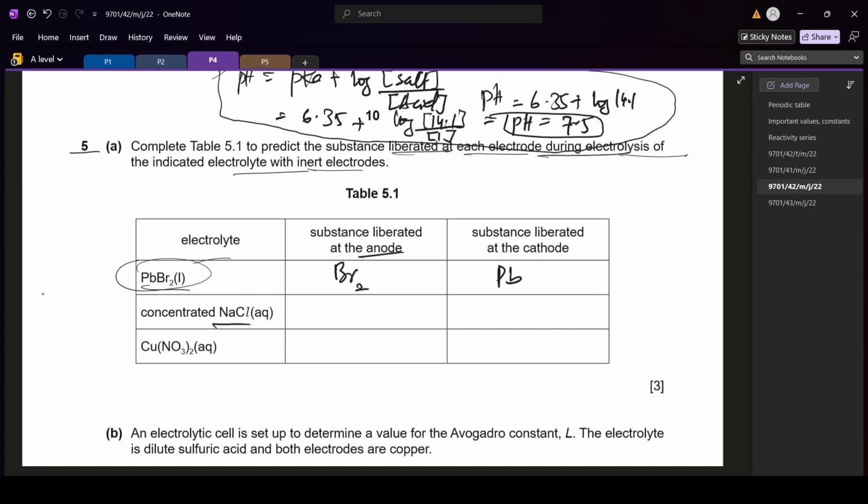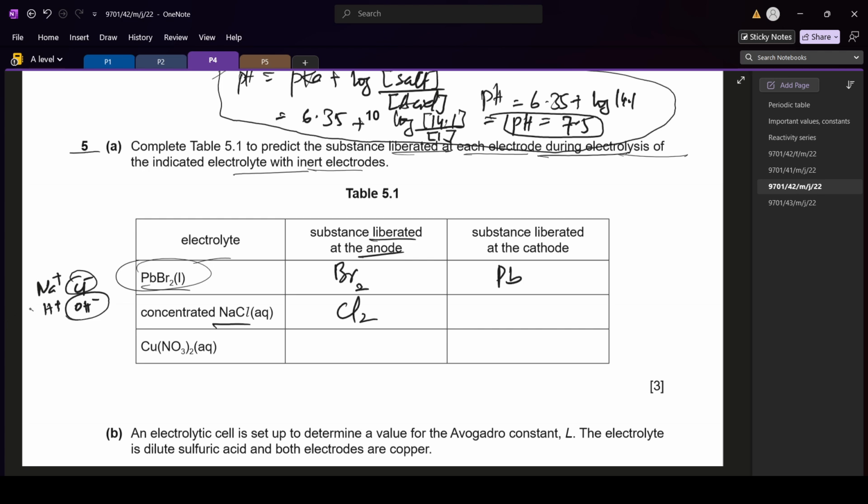Now the concentrated NaCl. In concentrated NaCl you have sodium ions, Cl minus ions, and ions of water. At the anode you see if a halogen is present, then the halogen is liberated. Otherwise OH ion will be liberated and it will form oxygen. So what will be liberated here? There will be chlorine, because a halogen is present.